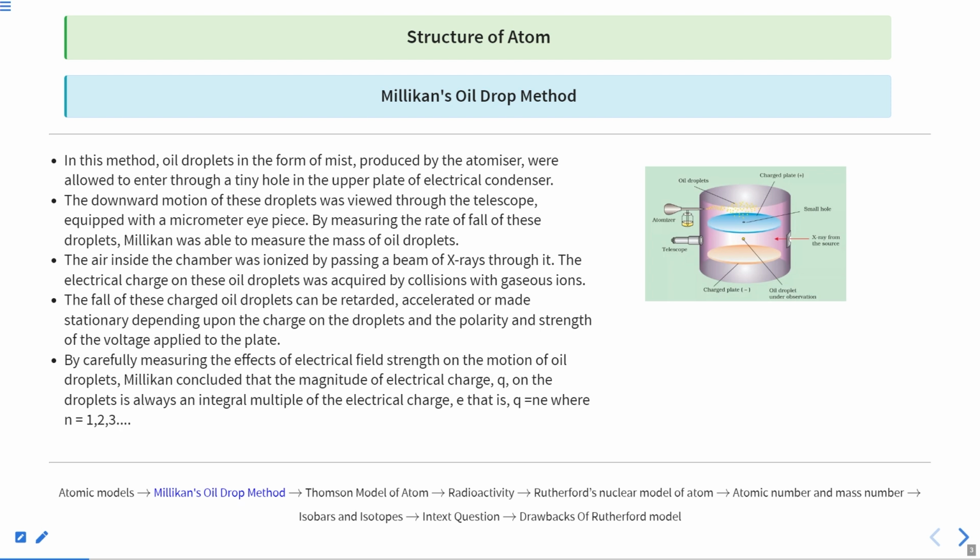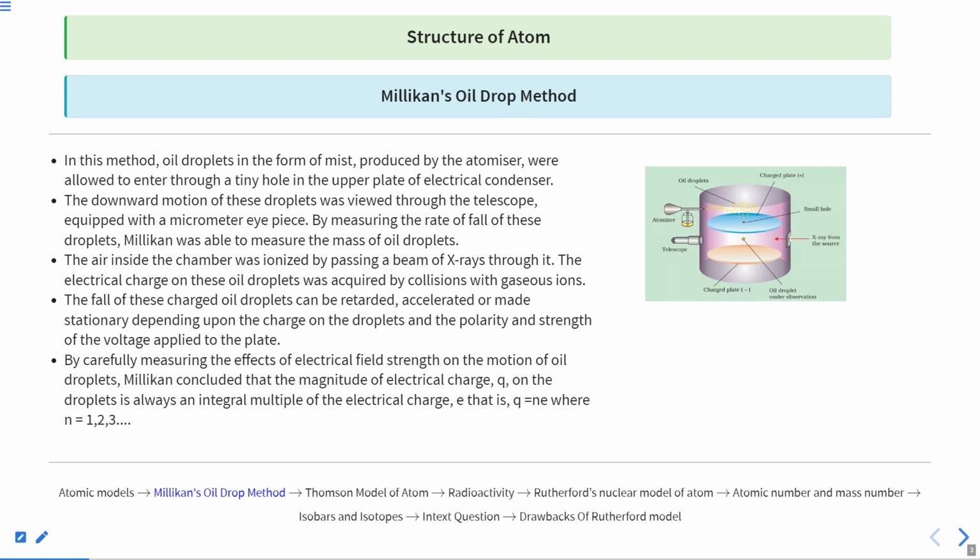Okay, so what I'm saying is, what we did, first we took an atomizer, or you can simply think of a spray. We are spraying oil droplets. Now these oil droplets are passing through the hole. Initially we don't have ionized air, and by viewing it through the telescope, we are able to calculate its mass and all with the help of simple Newtonian mechanics.